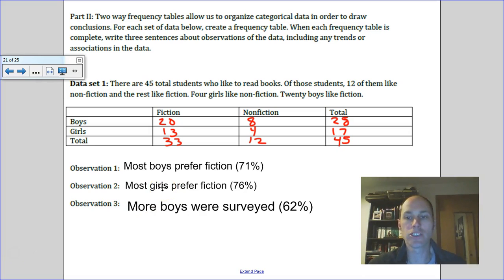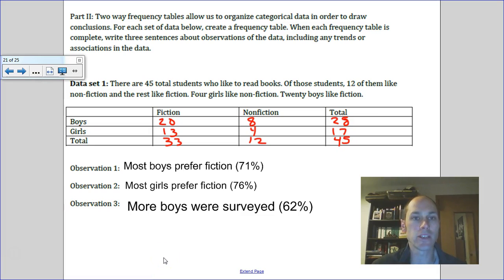So these are 3 observations that I have. I noticed that most boys preferred fiction, 20 to 8, which is 71% of the boys. Most girls preferred fiction, 13 to 4, which would be 76% of the girls. There were more boys surveyed, 62% of the total were boys, I noticed. Along with these, most boys and most girls prefer fiction. Overall, fiction was preferred to nonfiction.